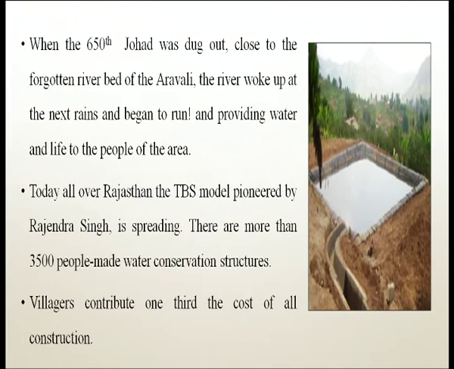When the 650th johad was dug out, close to the forgotten riverbed of the Aravalli, the river woke up at the next rains and began to run, providing water and life to the people of the area. Today, all over Rajasthan, the TBS model pioneered by Rajendra Singh is spreading. There are more than 3,500 people-made water conservation structures. Villages contribute one third of the cost of all construction.